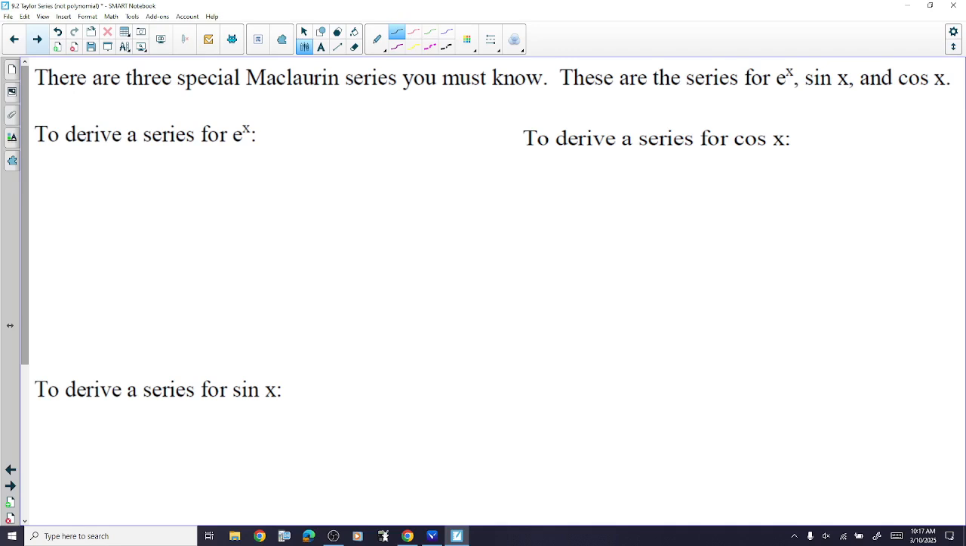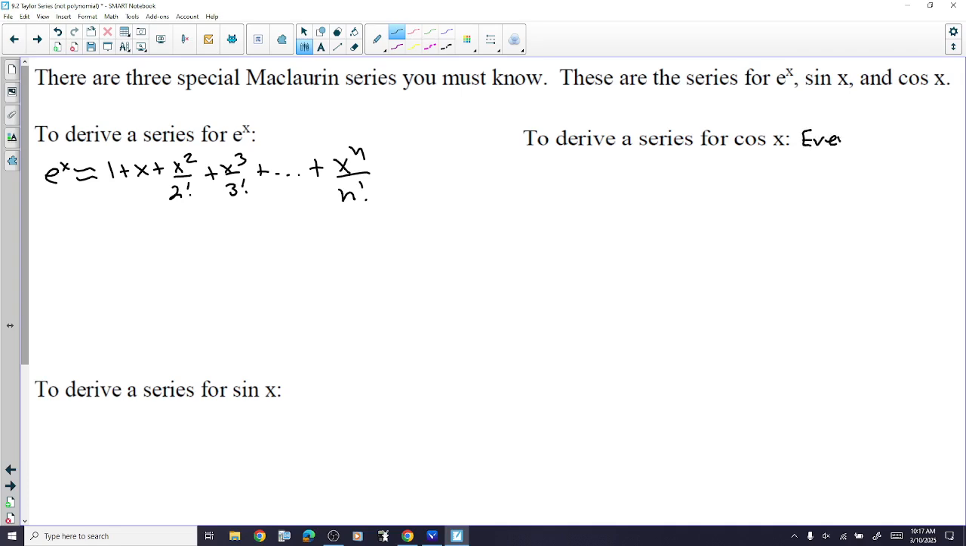There are 3 special Maclaurin series you must know. These are the series for e to the x, sine of x, and cosine of x. So e to the x is 1 plus x plus x squared over 2 factorial, x to the 3rd over 3 factorial, plus keep on going. So that's x to the n over n factorial. Each derivative of e to the x is e to the x, and all e to the zeros are 1. So all those coefficients are 1.